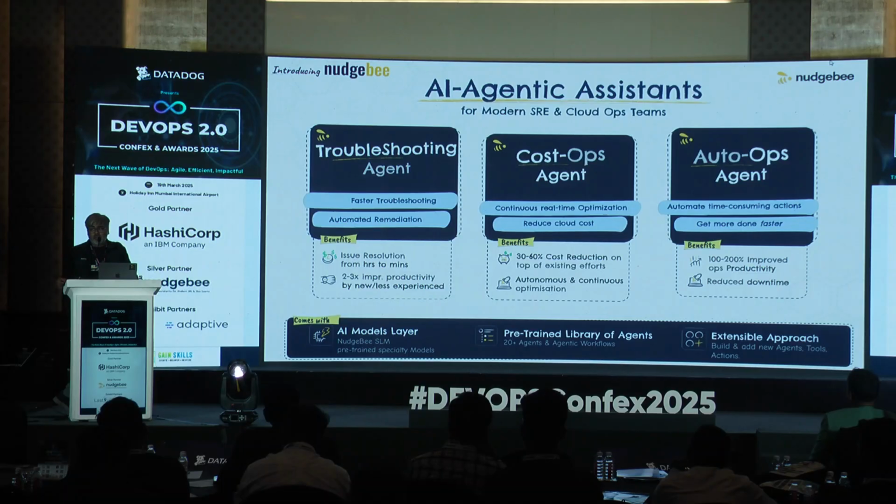Similarly, we also look for resources which are configured but which no one is really using. That happens quite a lot in dev or test environments. People try out things and forget to clean up the environment, etc. And the third one is an ops agent, which takes care of day-to-day operations.